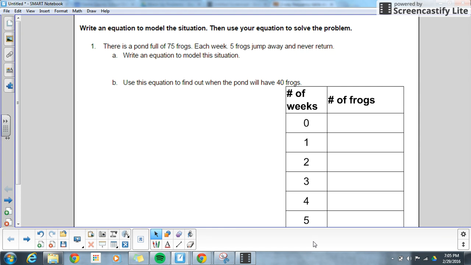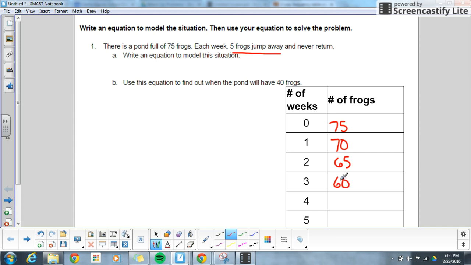There is a pond full of 75 frogs. Each week, 5 frogs jump away and never return. All right, so let's start with week 0. Week 0 is the number of frogs at the beginning, so that's going to be 75. If each week 5 frogs jump away, we know that's just going to be subtracting 5. So 75 minus 5 is 70. Okay, second week, 5 more jump away, so that's going to be 65. And this pattern is going to continue.